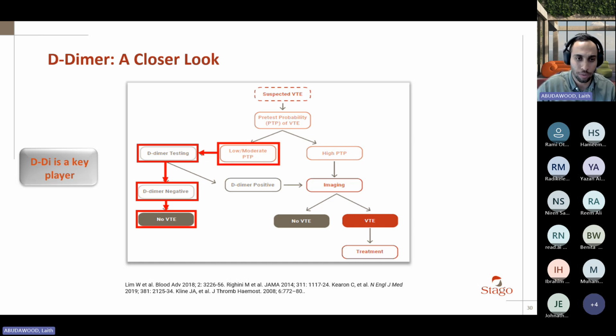As you can see up here, pretest probability: the patient is suspected of having PE or DVT. All right, I will do something called the pretest probability. Pretest probability is I will look at your symptoms. I will look at you as a patient.